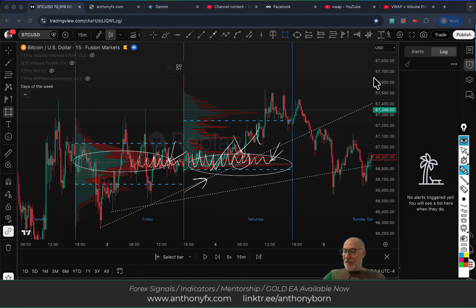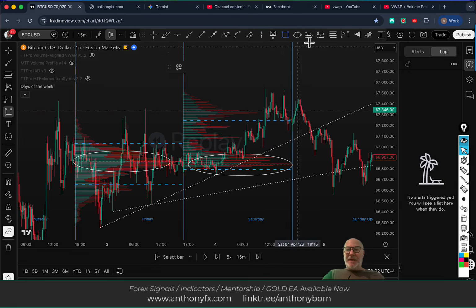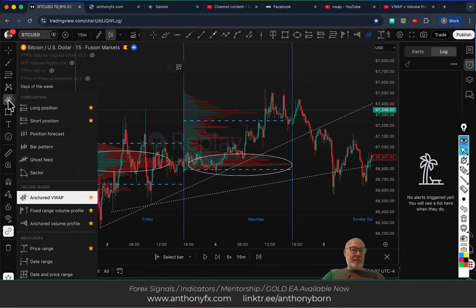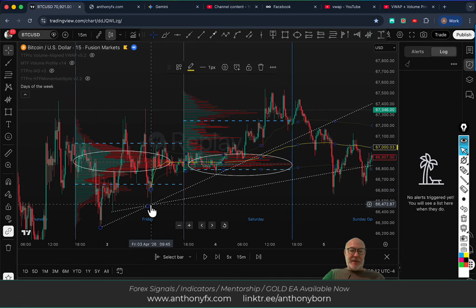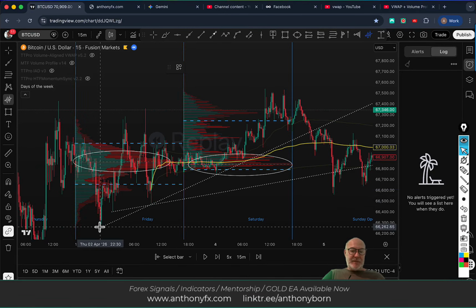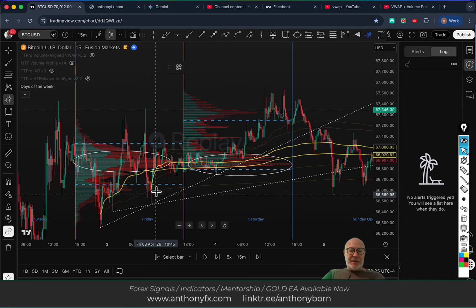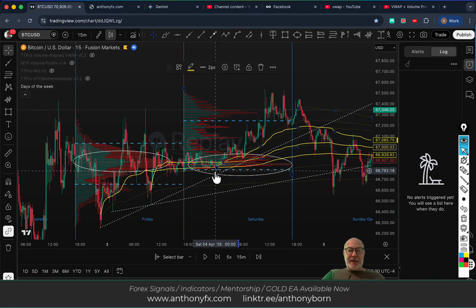Now, how do we know when to get involved? We take an anchored VWAP. You can find the anchored VWAP down in here, and we place it on previous low, go back, previous low, okay, the next low is here, and what we're doing is we're building a VWAP cluster.